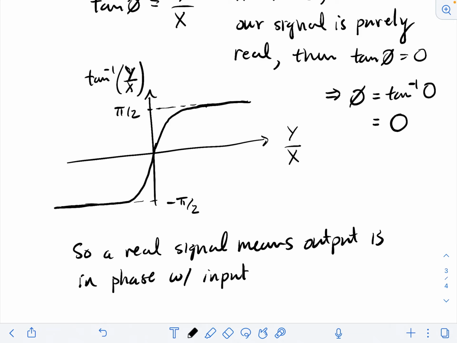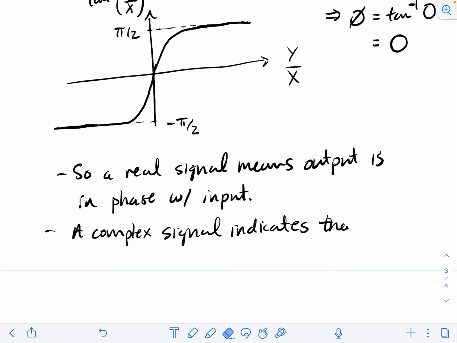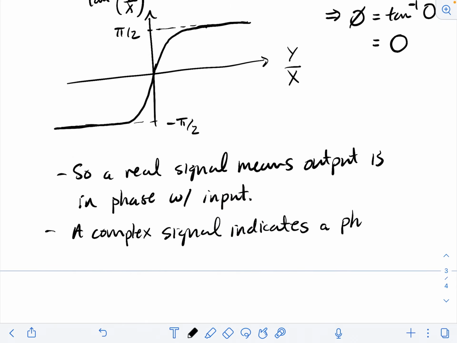Of course, the flip side of that is a complex signal indicates a phase shift of the output relative to the input.